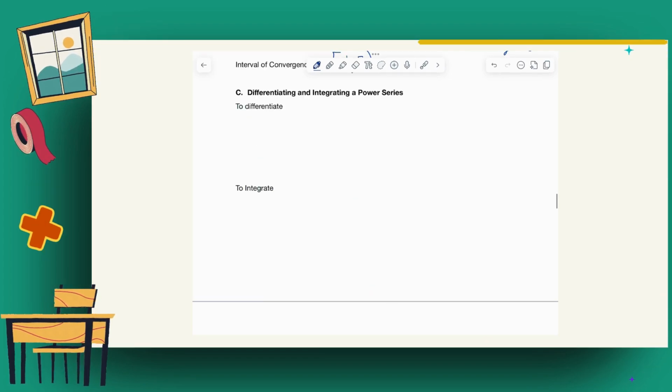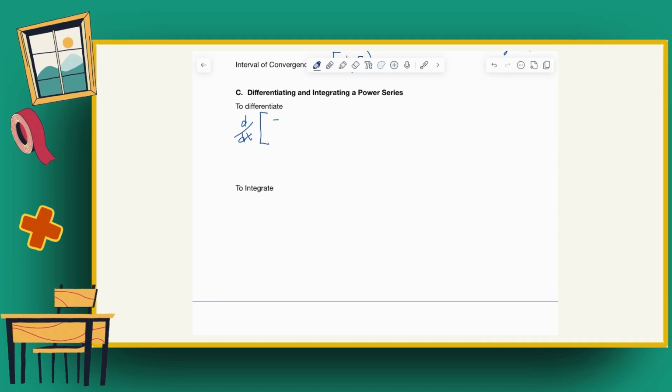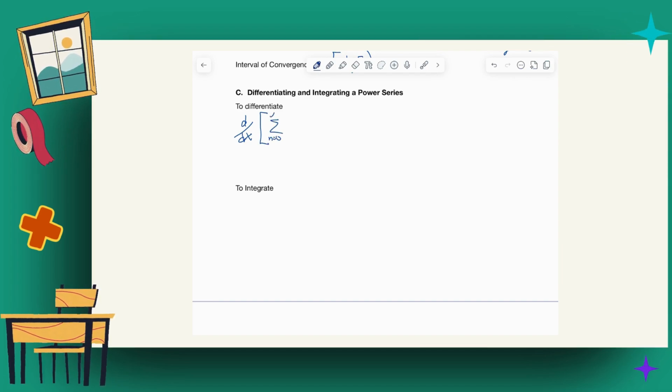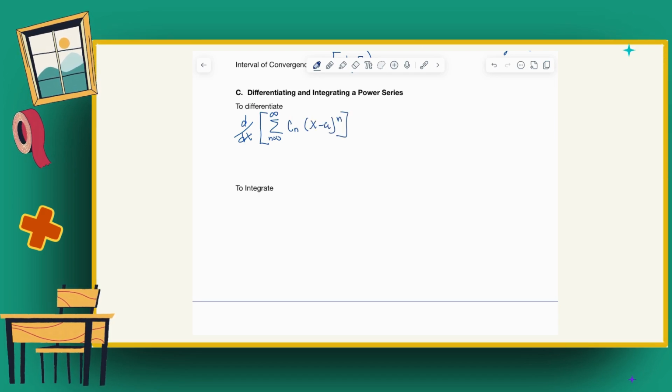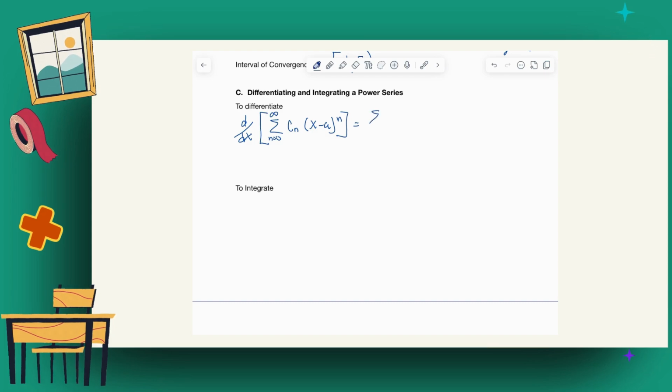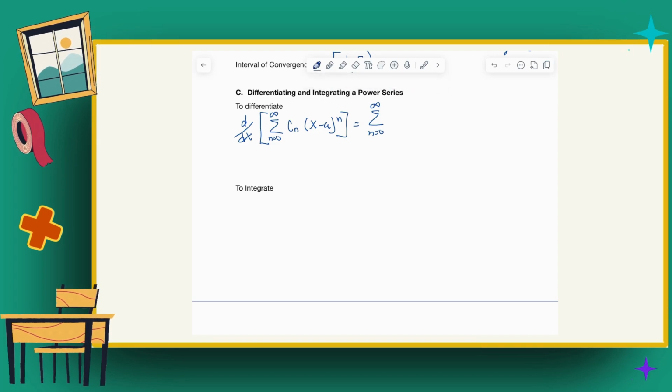One of the coolest things about power series is that you can differentiate and integrate them term by term, as long as you stay within the interval of convergence. Let's say you're asked to find the derivative with respect to x of the summation of n equals 0 to infinity of a power series, so c sub n times (x minus a) to the nth power. That is equivalent to the summation from n equals 0 to infinity of, now I'm going to take the derivative of my power series.